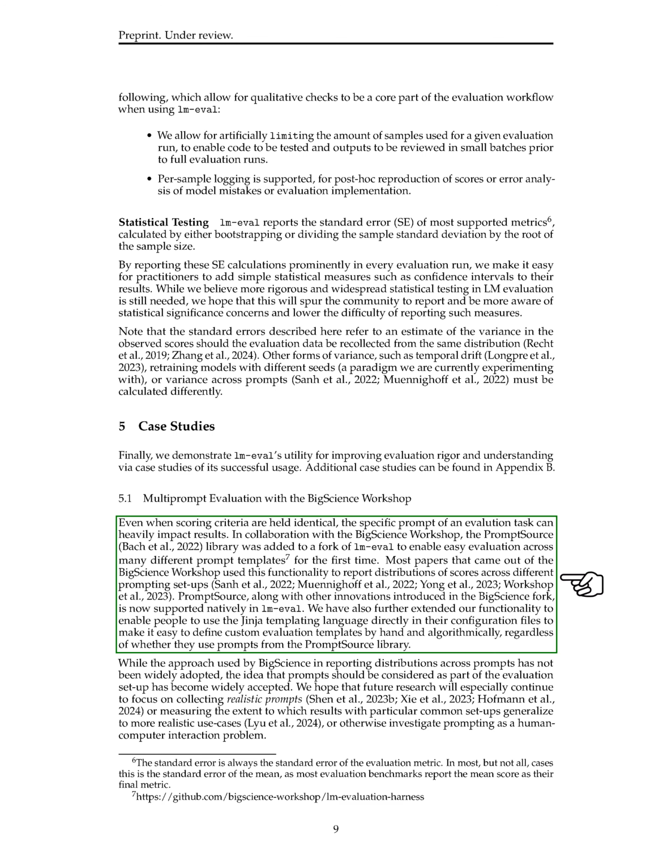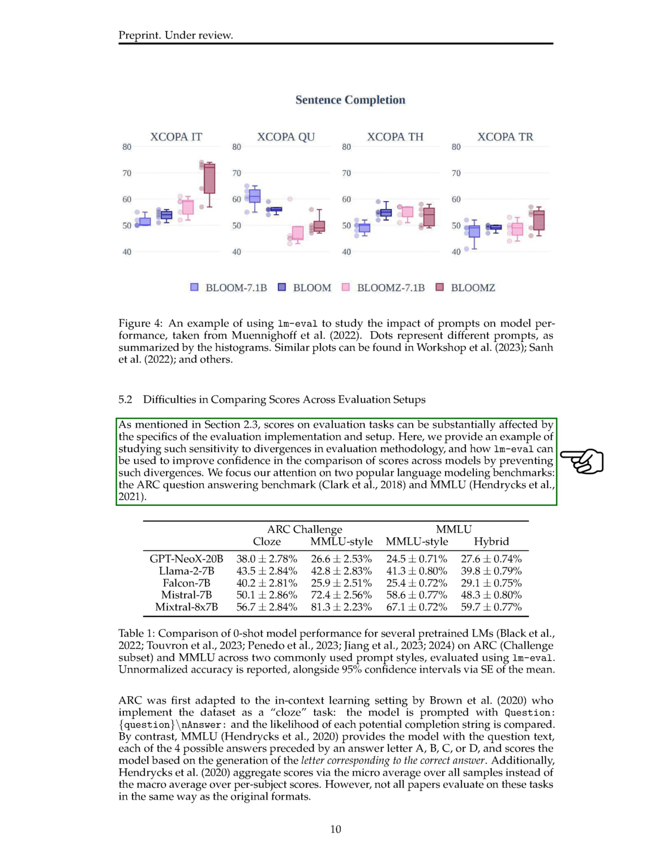Section: Difficulties in comparing scores across evaluation setups. In this section, we discuss the challenges we face when comparing scores across different evaluation setups. We acknowledge that the way evaluations are carried out can greatly impact the scores obtained. To illustrate this sensitivity to variations in evaluation methods, we delve into an example and demonstrate how lm-eval can help enhance confidence in comparing scores across different models by addressing these variations.